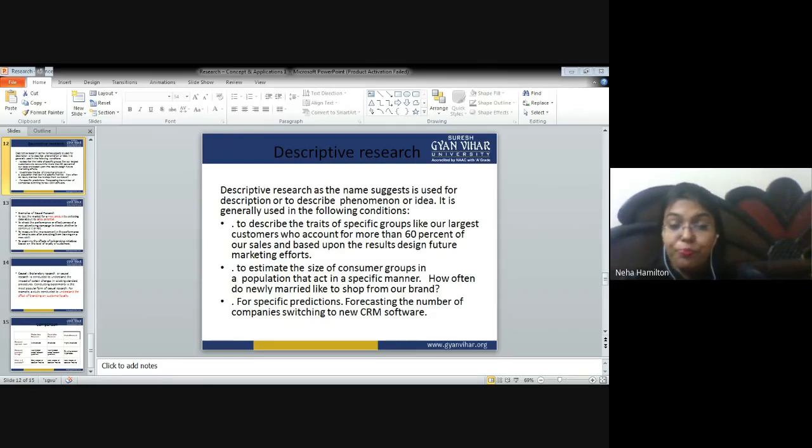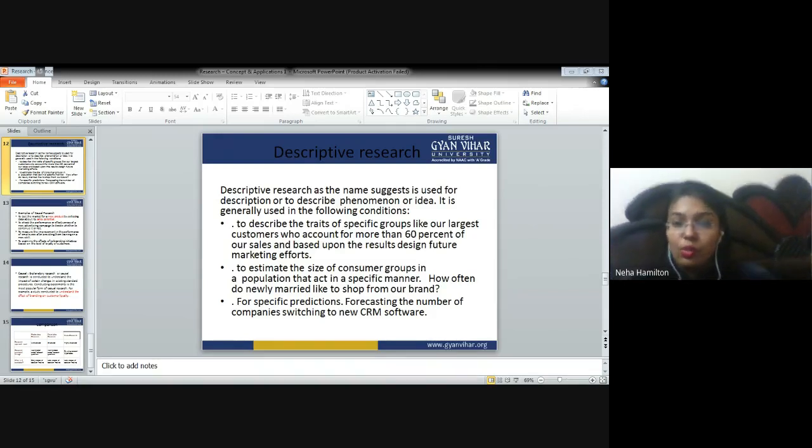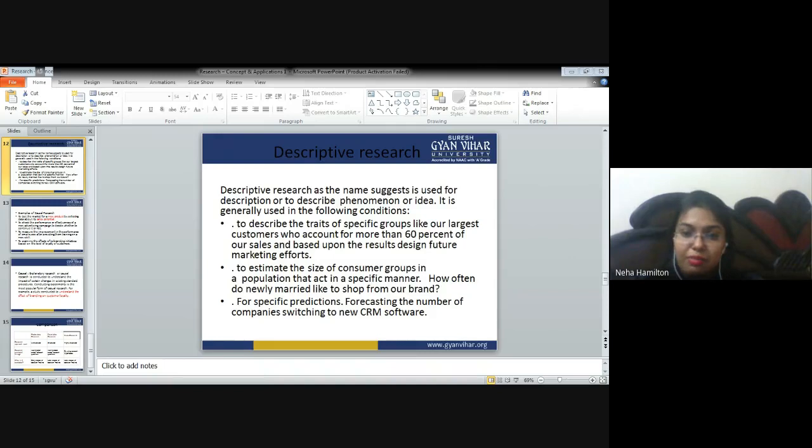Another example is to estimate the size of consumer groups in a population that act in a specific manner. For example, their buying behavior. For example, their liking, their taste and preferences. Right? All these are examples of descriptive research.